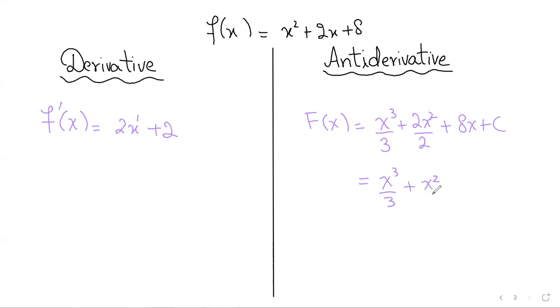I'm going to write it in a more simplified form, so it will be written like this. The difference here, you can see easily, is that the power is decreasing in the derivative, but it's increasing in the antiderivative. So this is for now.